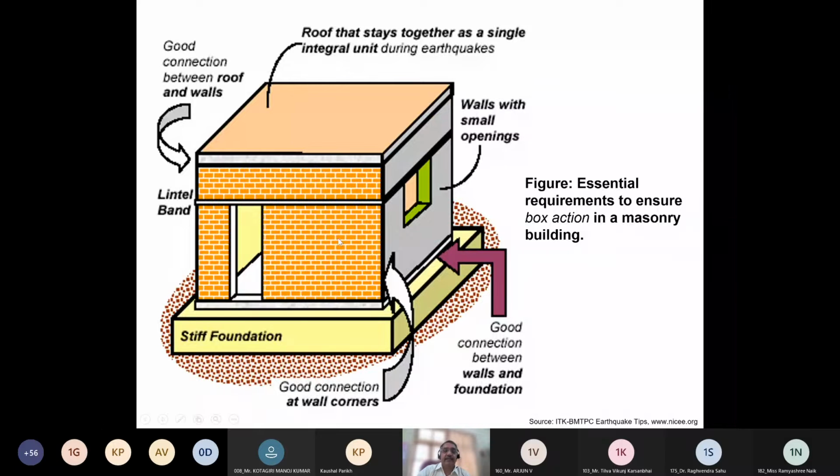I explained this earlier also. By providing wooden beams or what we call bands, wooden or RCC beams at regular intervals, and a good connection between roof and wall, we can increase the earthquake resistant features. This figure shows the essential requirements to ensure box action in a masonry building: walls with small openings, good connection at the wall corners, good connection between walls and foundation, and of course plinth band and lintel band.